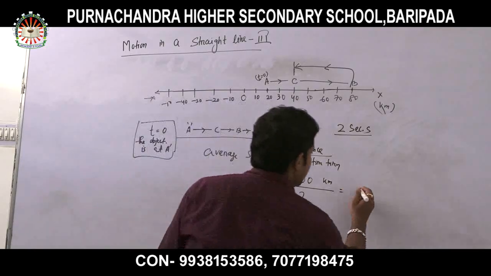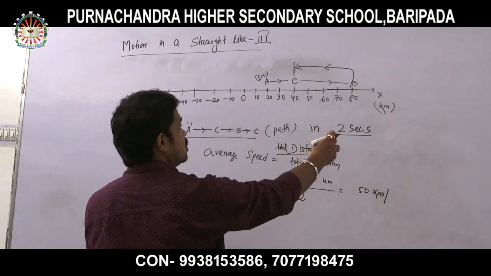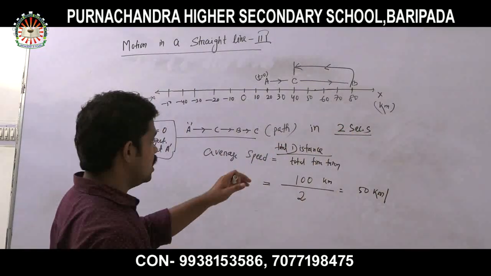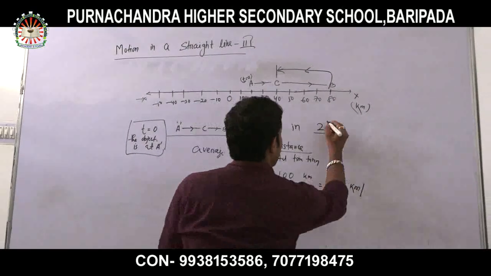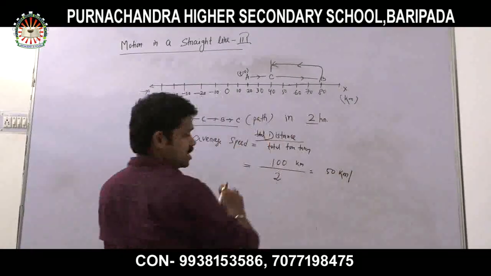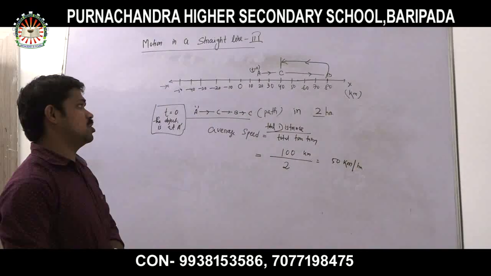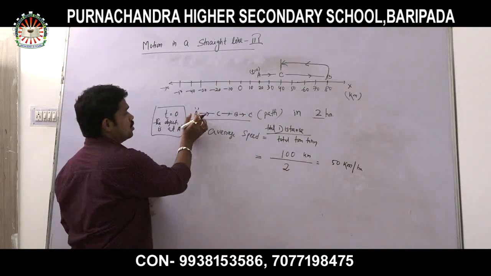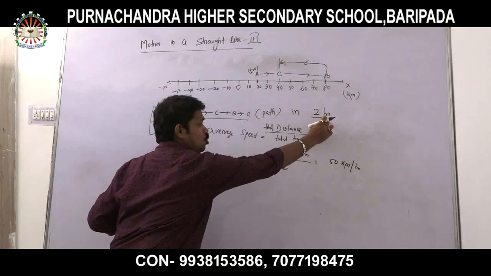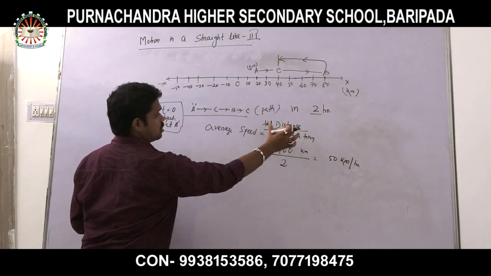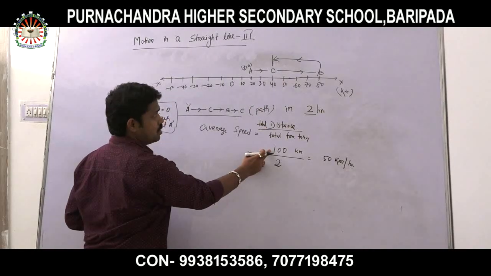So that is nothing but your 50 km per hour. Suppose this is not seconds, I have to take hours, 2 hours better, because I have taken kilometers, so let us take it 2 hours. So this is kilometer per hour. Understood? So now the path is from A to C, C to B, B to C, in the time interval of 2 hours. So average speed is equal to total distance covered divided by total time taken. Total distance covered, I already have, is 100 km.